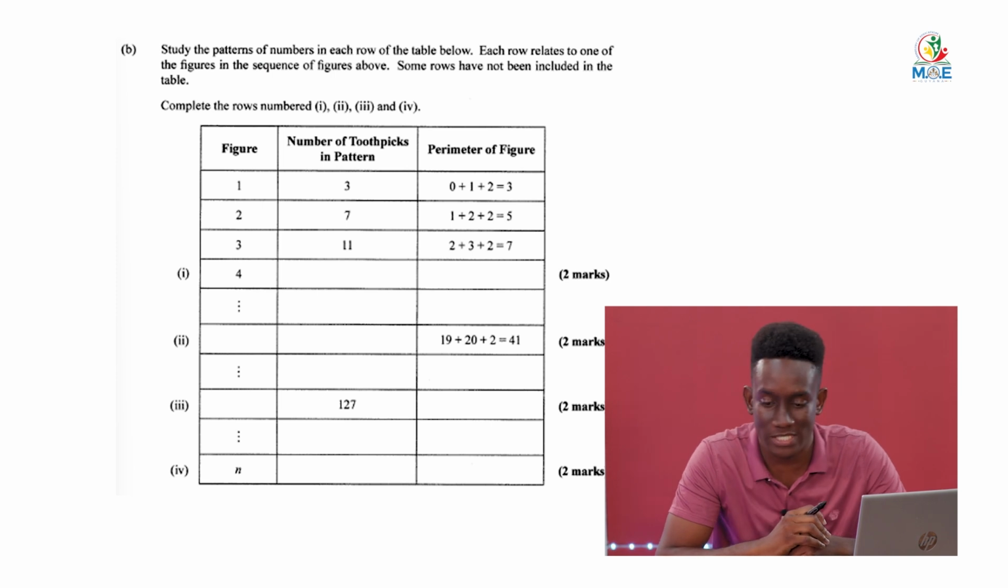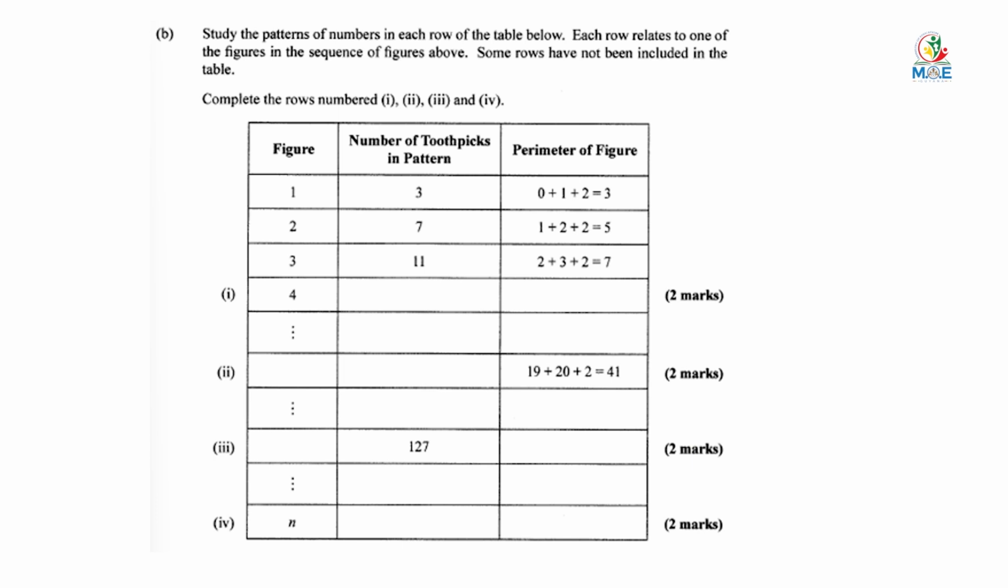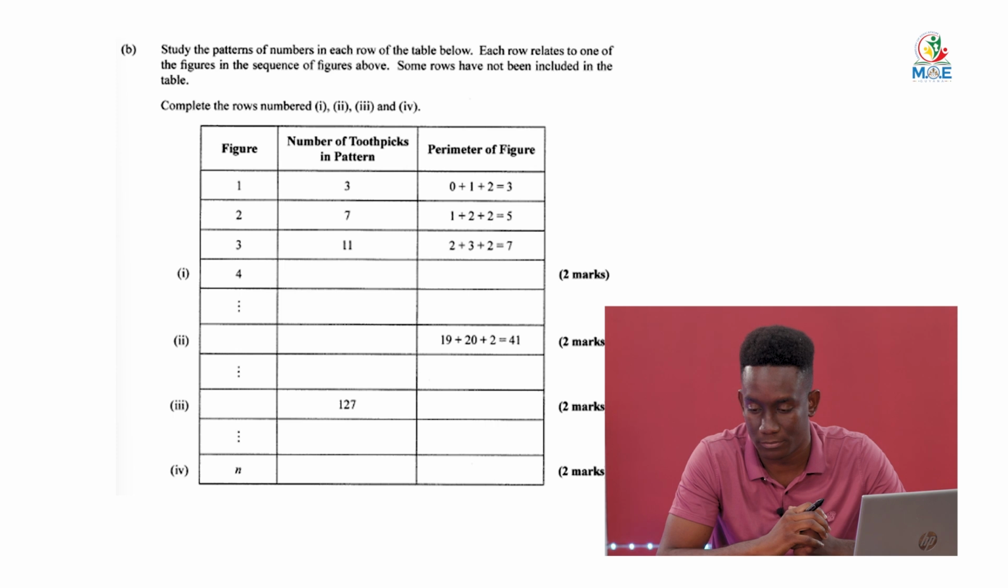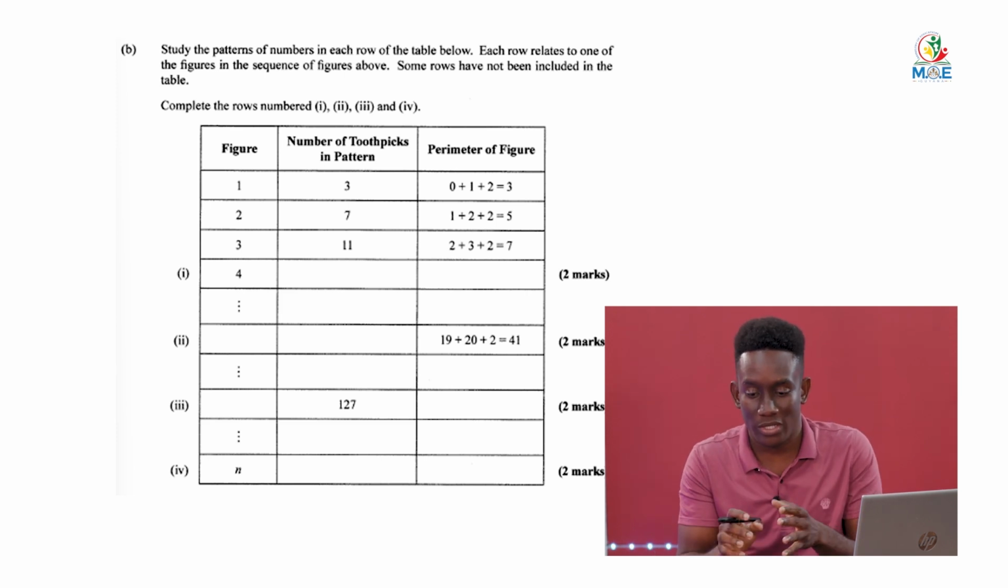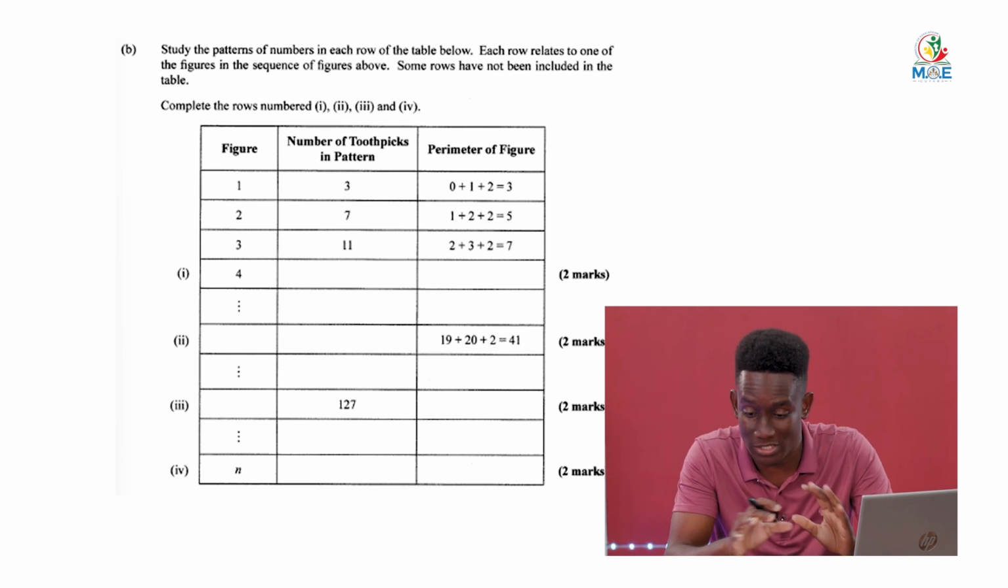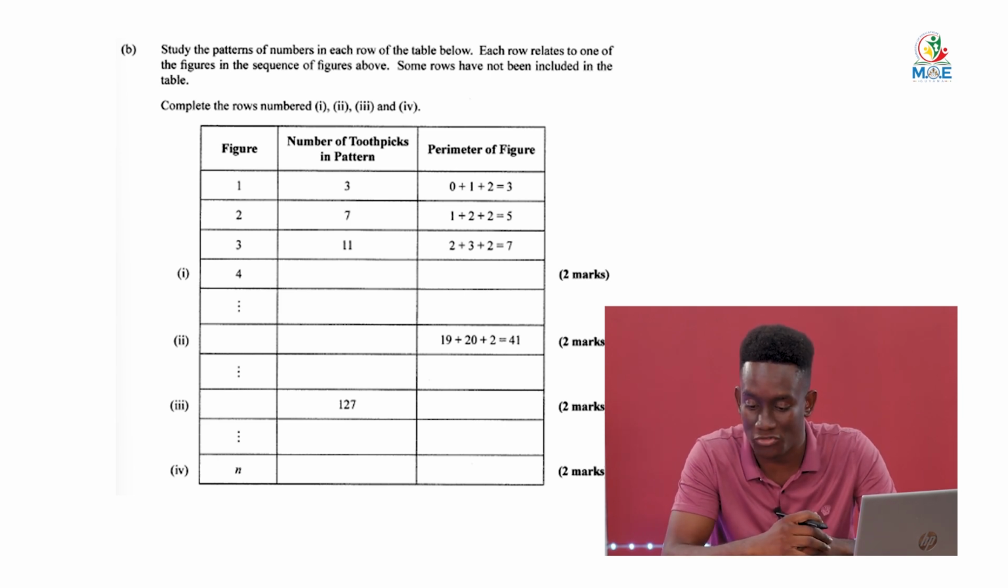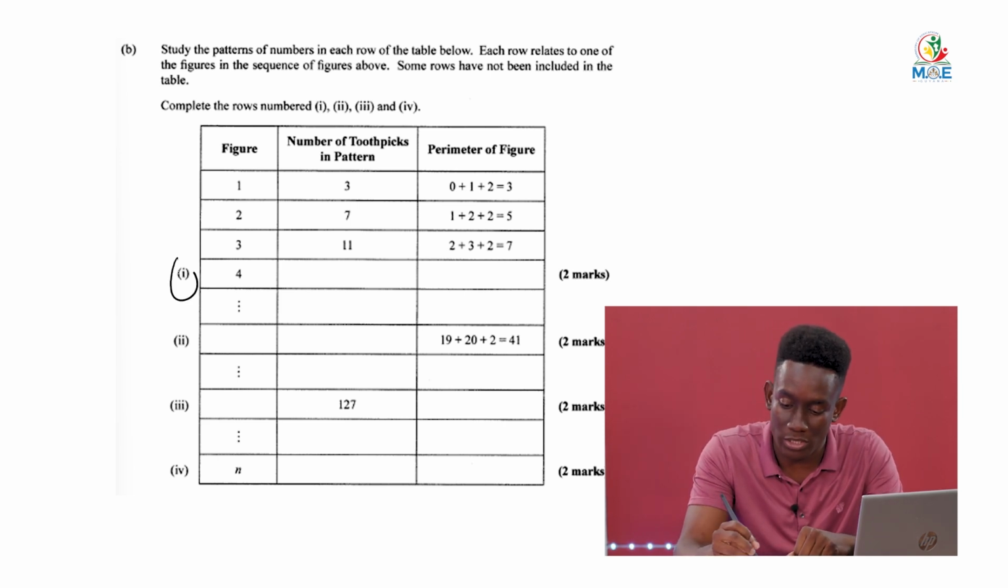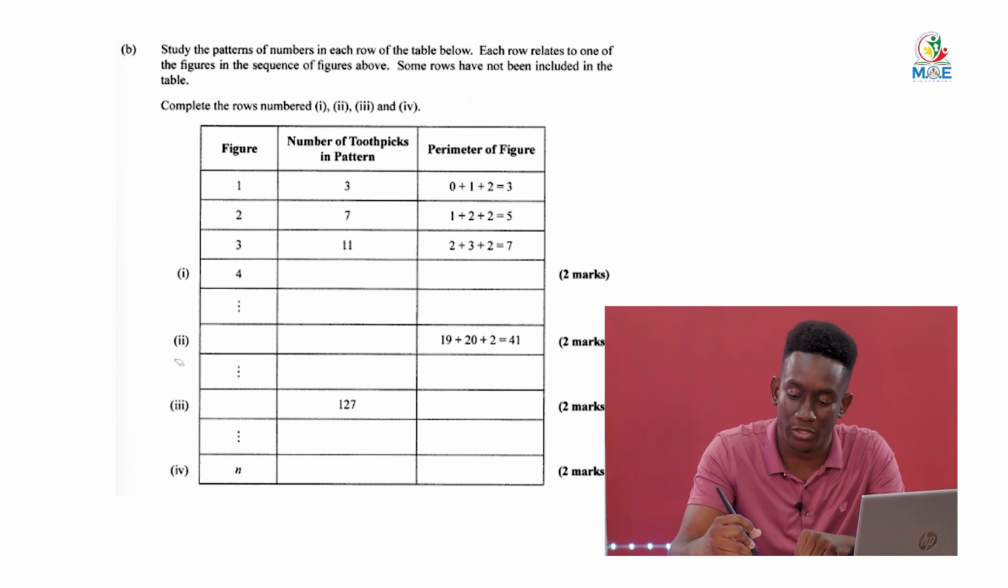So the next question says, study the patterns of numbers in each row of the table below. Each row relates to one of the figures in the sequence above, which would be this one here. Some rows have not been included in the table. So they want us to complete the rows numbered 1, 2, 3, and 4. So in this case, we have to look at what is going on in each part of the table, and then try to complete 1, 2, 3, 4 of the table.